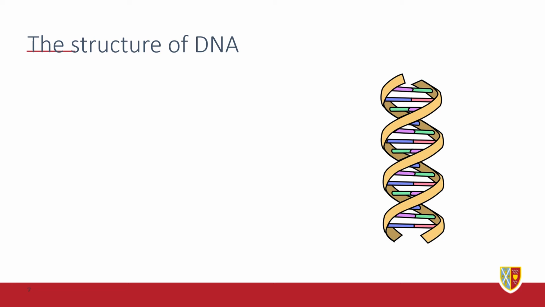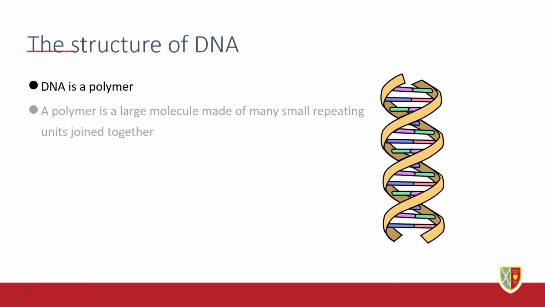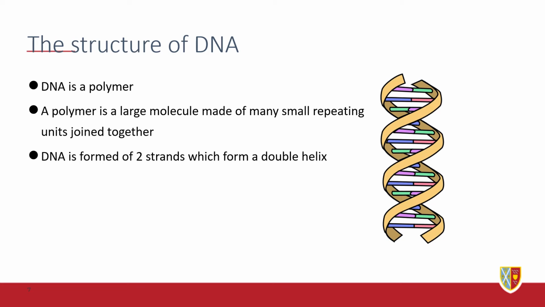DNA has a particular structure, and again, you're expected to know certain terms around the structure of DNA. So DNA is a polymer. DNA is made up of repeating subunits. We've got what we'll call a nucleotide of DNA, repeated over and over and over again. DNA is formed of two strands, which form a double helix. The double helix is the shape that you can see there on the screen. Effectively, it's two helices, two coils wrapped around each other.